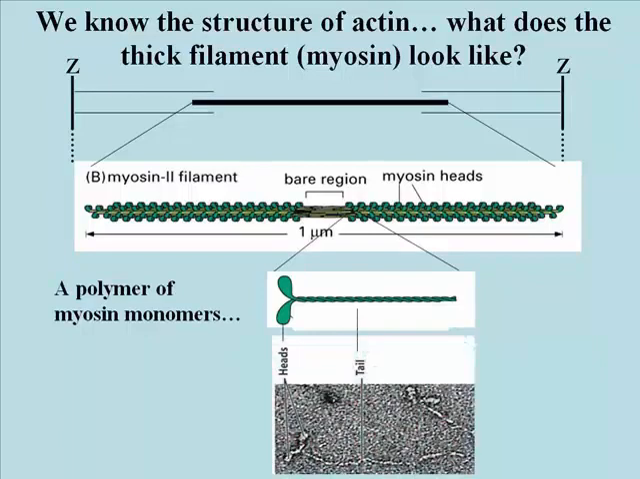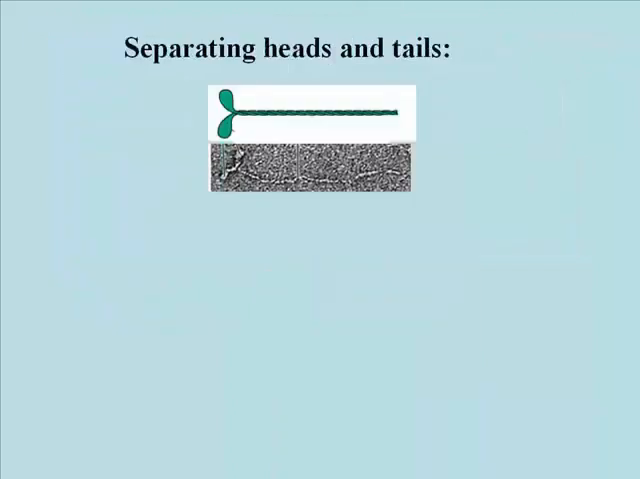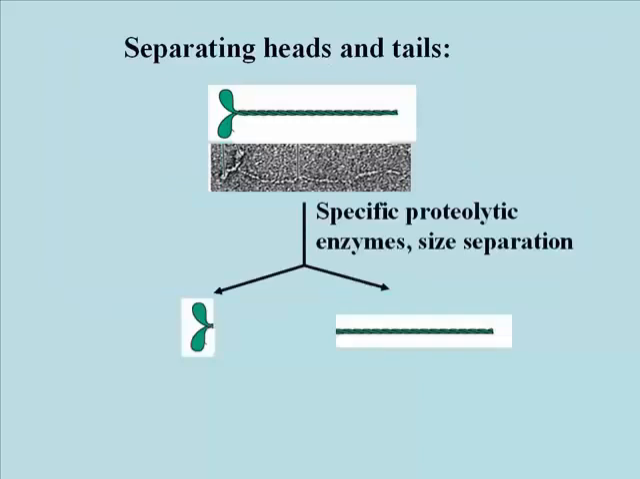And now we can see what a myosin monomer looks like in the electron microscope after it has been isolated and dissociated from myosin thick filaments. So we recognize heads and a tail segment. We can dissect the myosin monomer into parts. We can separate the heads and tails using specific proteolytic enzymes.